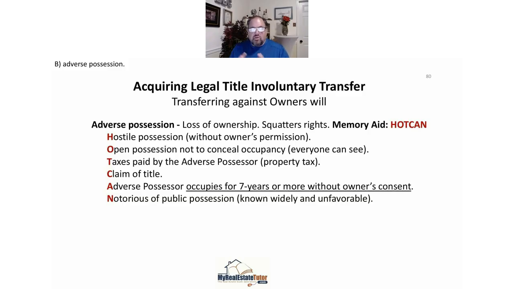It's got to be done in a hostile way. Again, that's not a gun or anything, but more or less without the owner's permission. Not concealed. The public's got to be able to see it. Everybody can see you come and go. Taxes are being paid. You make a claim for title. Again, the statutory time frame is 7 years in Florida. And that property can be transferred. There's a lot of legal involved with it, but if you meet those requirements, you surely can get that property. The street term for that is squatters' rights. Everybody's heard that word, squatters' rights.